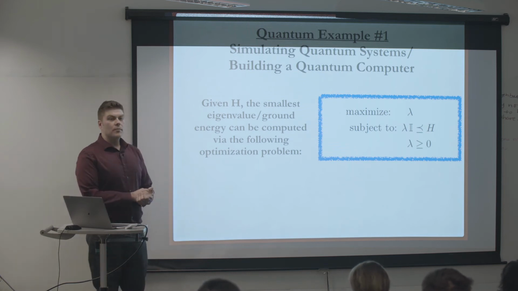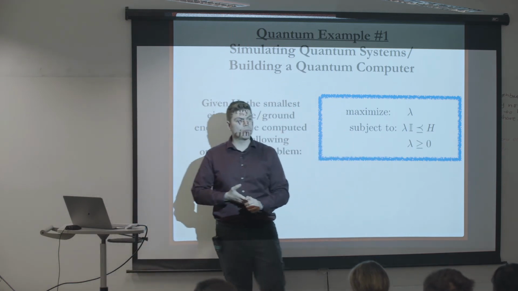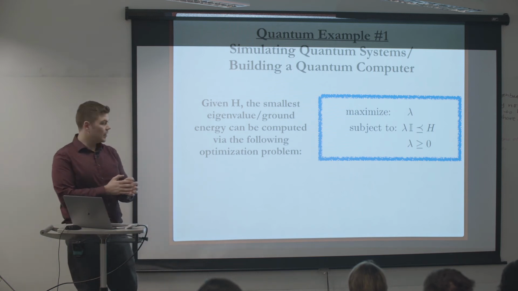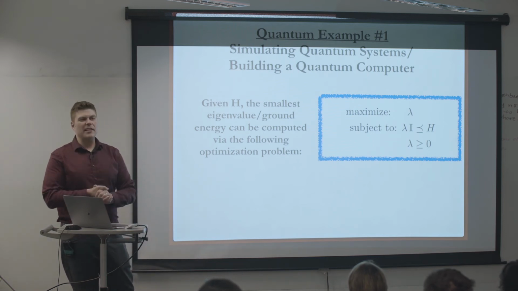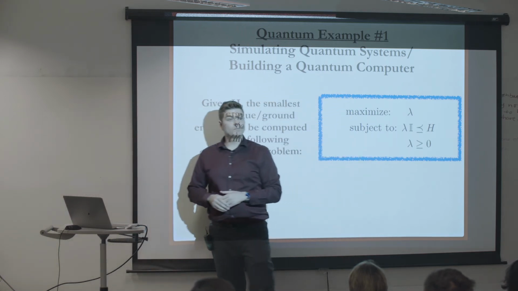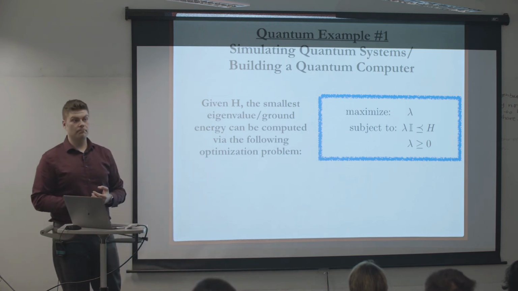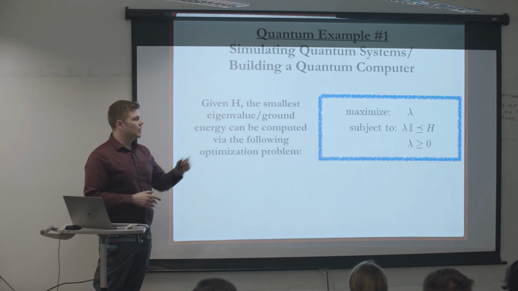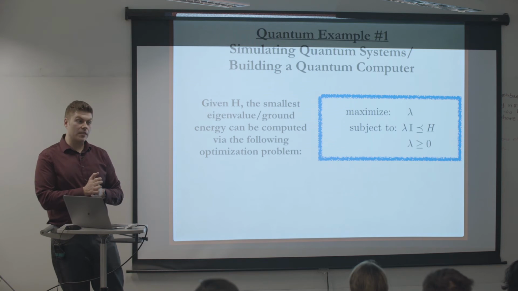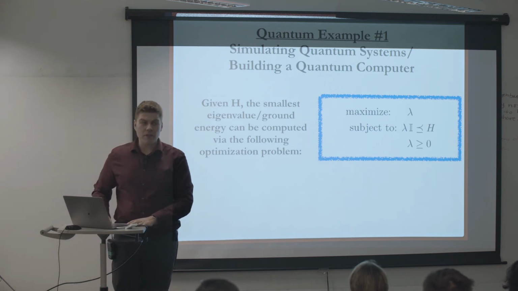So one way to compute a smallest eigenvalue is to solve this semi-definite program. You want to maximize lambda such that lambda times the identity is less than or equal to H. And lambda, I'm saying, is non-negative, though that doesn't really matter. But this will give you the smallest eigenvalue. And this Hamiltonian, this H here, is very, very large. If you have n qubits, H will be 2 to the n by 2 to the n, so it's growing exponentially. So if you solve this SDP, or this optimization, you probably only want to do it once.